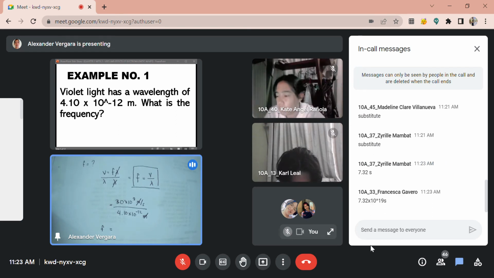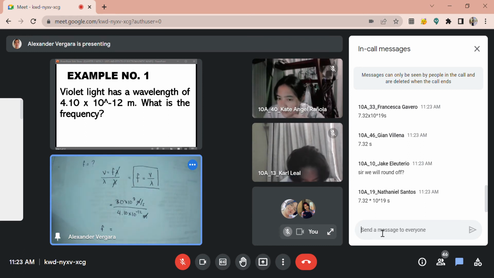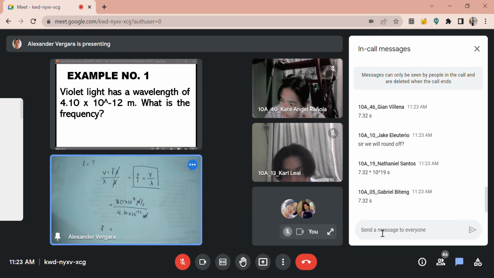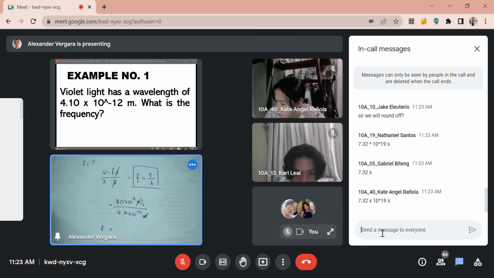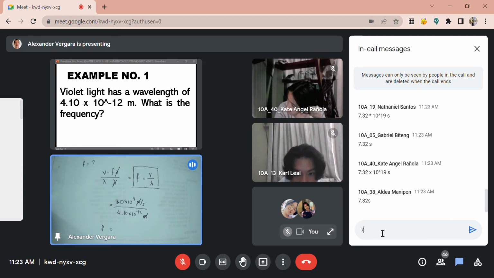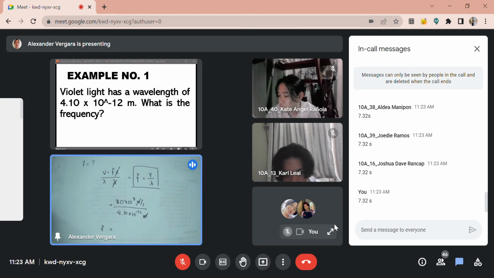If you will not put your answer, the other is 7.2 seconds. Yes, you can round up to the hundredths place. The other is 7.32 seconds, and then the other is with exponent. What happened to the others? Okay, so I think some of you got the answer, but only a few are putting the answer in the chat box.